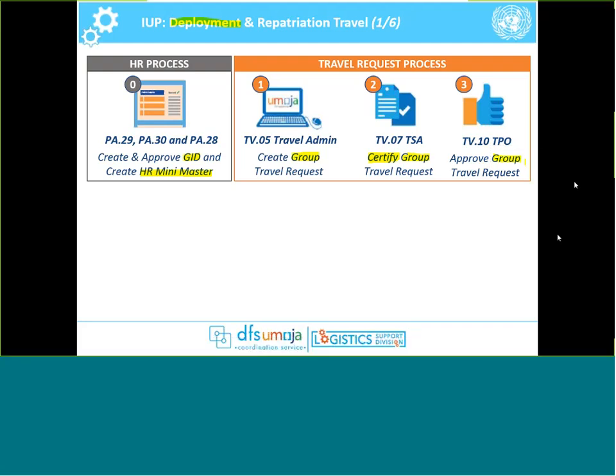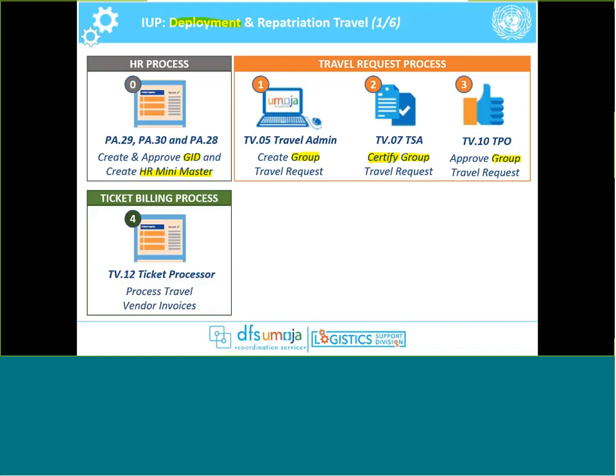Okay, so that's important. We will repeat that later on. So once the TPO approves the group travel request, the system automatically generates one individual travel request for each traveler. And from then onwards, all the processes are done individually for each traveler.